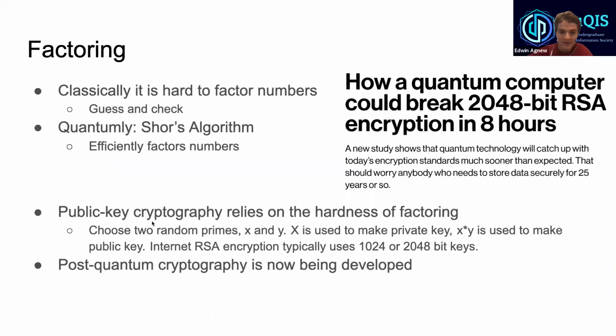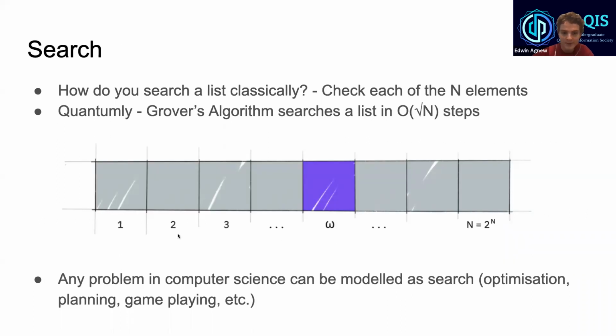Now, search is a very, very important problem. Any problem in computer science can be modeled as search. In particular, some examples might be looking to optimize some variables, or planning, or playing a game. Say in tic-tac-toe, you might search ahead at the various moves and then pick the best one.